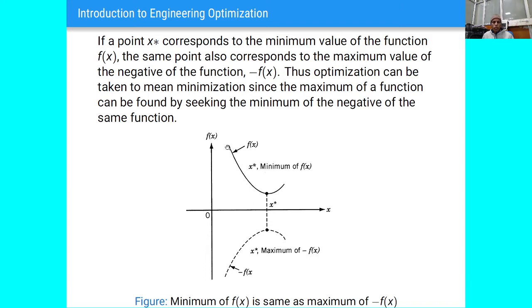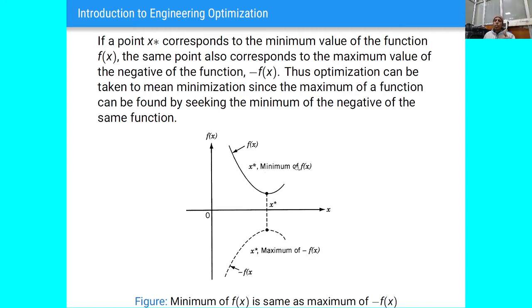So the point we get as the minimum of f(x) remains the same if we are maximizing minus f(x). In the case of minus f(x), this value will be the maximum value. If we understand minimization techniques or maximization techniques, we can handle both, because we will be studying both maximization problems as well as minimization problems as a part of this course.